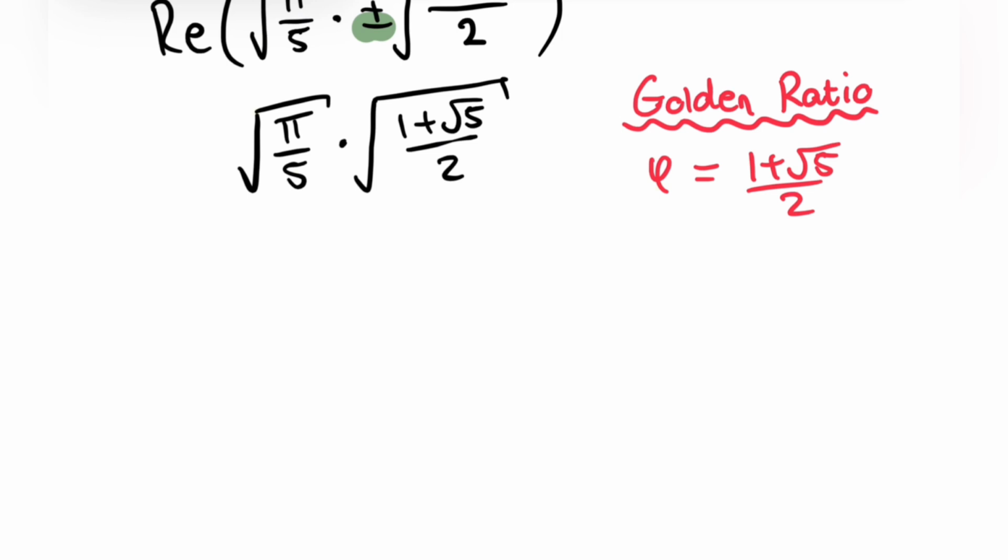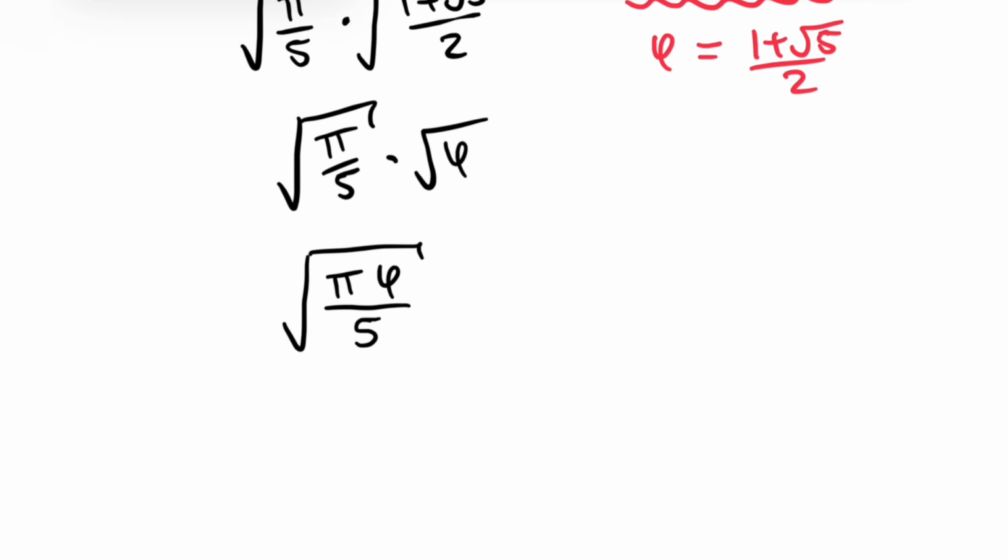And so what we can actually do is we can write this as the square root of pi over 5 times the square root of phi, which when you bring it together gives you the square root of pi phi over 5. Try saying that 30 times. Who knew there was so much rhyming in maths?